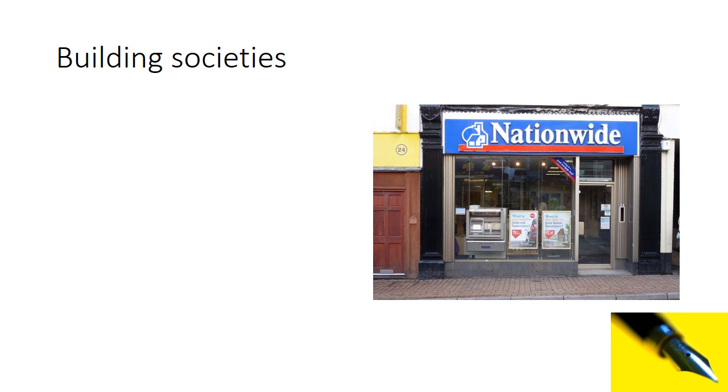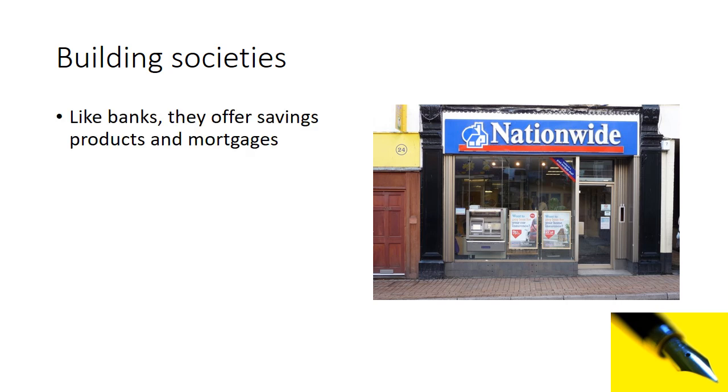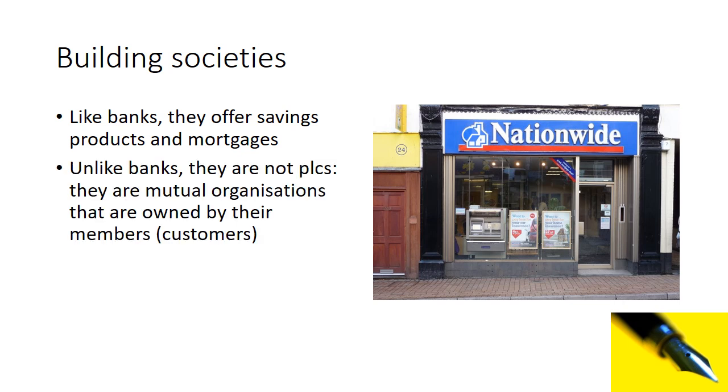And so now we come to building societies. And there used to be quite a big difference in the UK between banks and building societies. That difference is much less than it used to be. So I wouldn't worry too much about the difference between banks and building societies. There are some similarities. Like banks, they will offer savings products and they will offer mortgages. The main difference in the UK between banks and building societies is in the structure of ownership rather than the types of products that they offer.